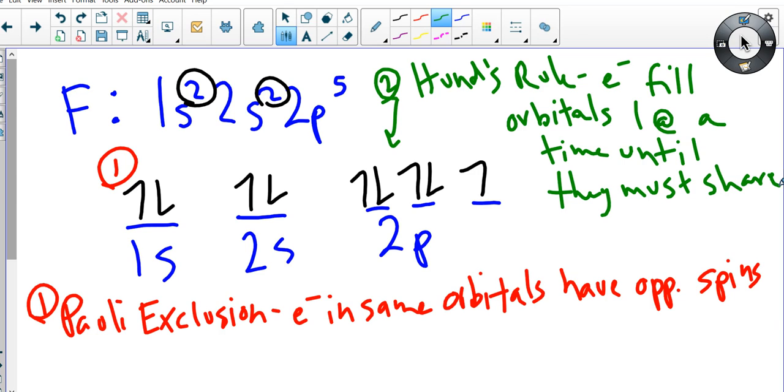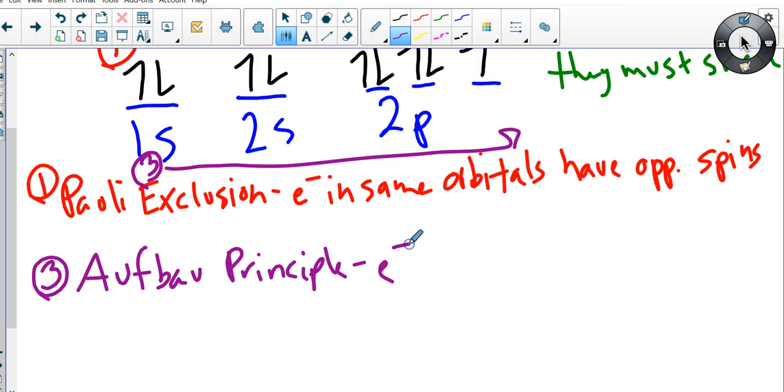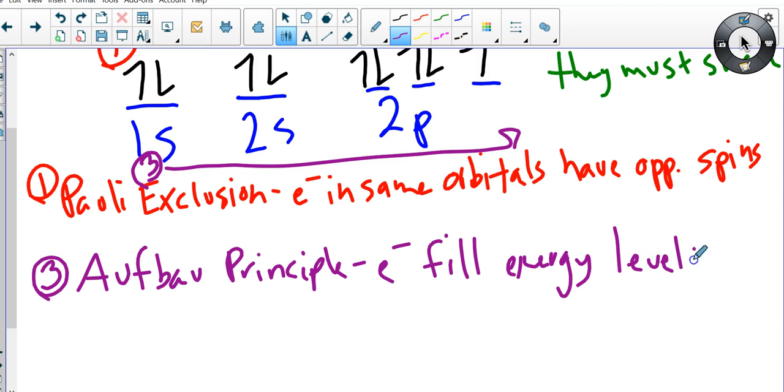Now, the last one is electrons fill energy levels from low to high. And so that means you have to start at 1s and go up this way. So number 3 is the Aufbau principle. So electrons fill energy levels from lowest to highest. That means that you have to fill the 1s before the 2s gets filled up. And then you have to do the 2p next, from lowest to highest.